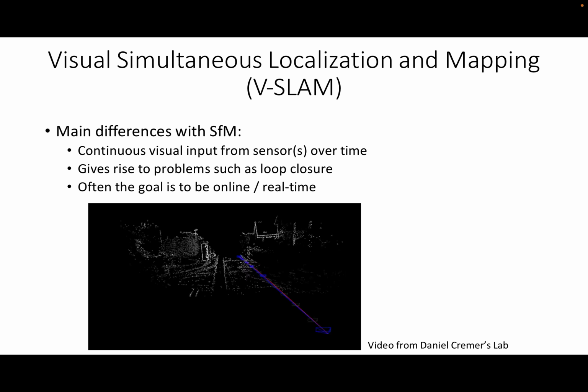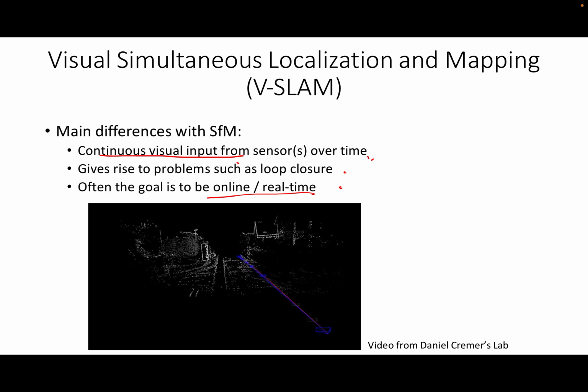Visual SLAM, here is the continuous visual input from sensor over time. SLAM assumes continuous visual input from sensor over time. But in structure from motion, people often assume we already have the entire set of images. That is some difference, and it gives rise to problems such as loop closure. Often the goal is to be online, real time, as I said. But basically, the strategies and what the algorithm tries to get are almost the same.